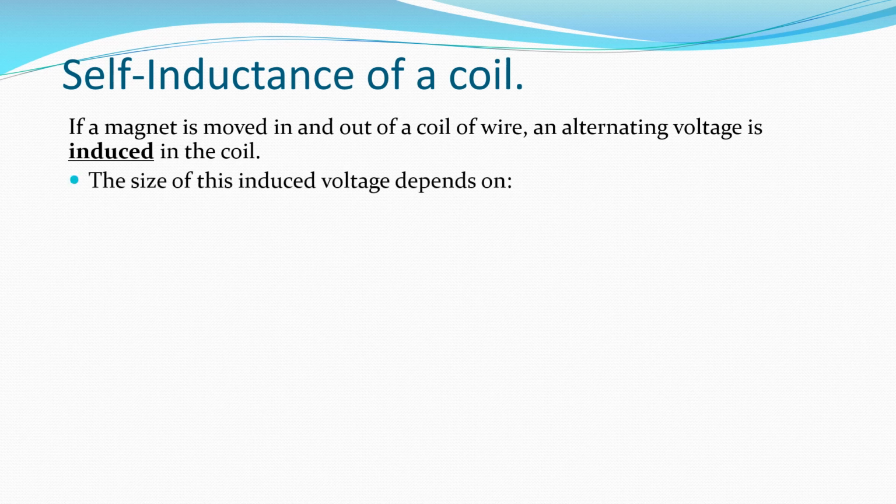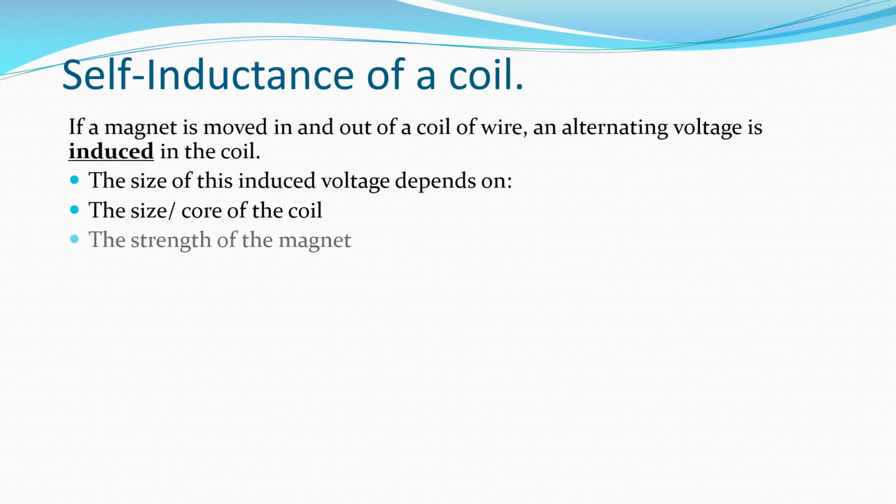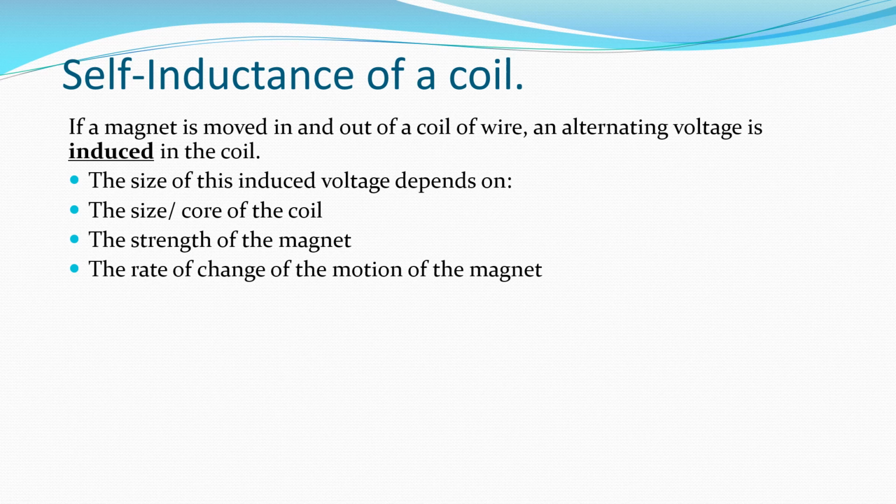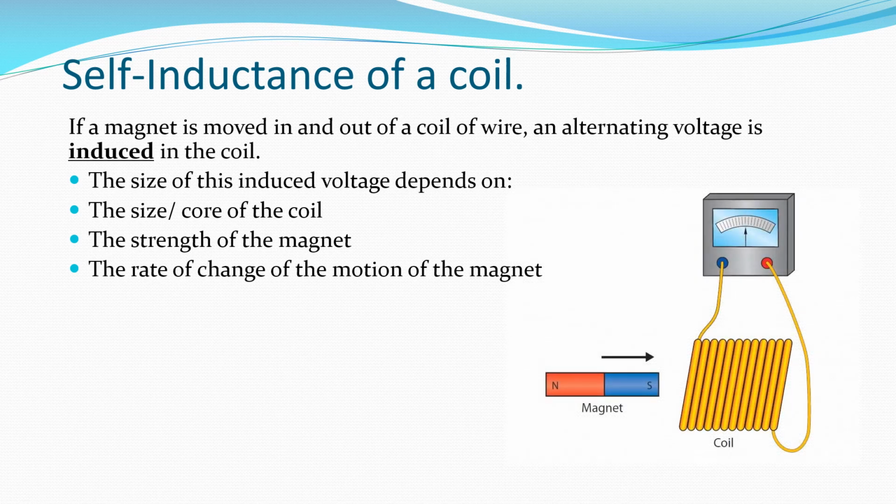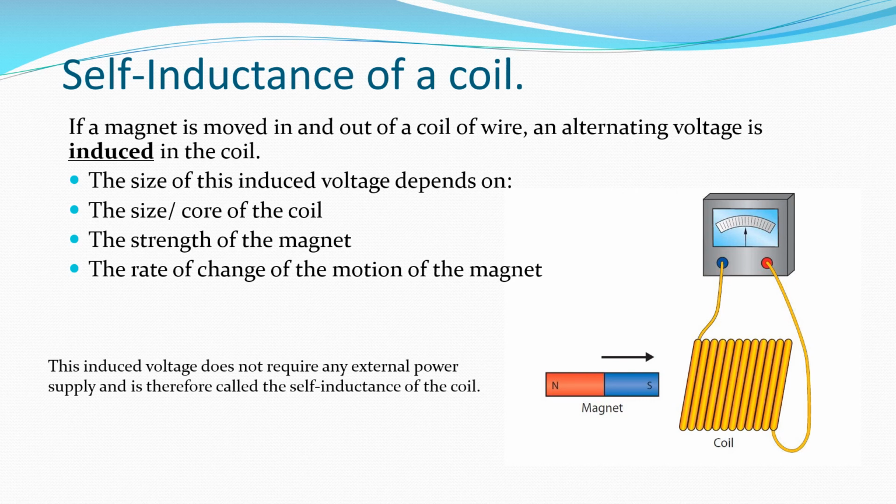The size of the induced voltage depends on the size of the core, or the length of the coil, the strength of the magnet, or the magnetic field, and the rate of change of the motion of the magnet. That is, if we move the magnet backwards and forwards more quickly, we induce a higher voltage. If we increase the strength of the magnet, we induce a higher voltage. And if we increase the number of coils or the surface area of the wire, we increase the induced voltage. Now please note that the induced voltage does not require any external power supply and is therefore called self-inductance of the coil.